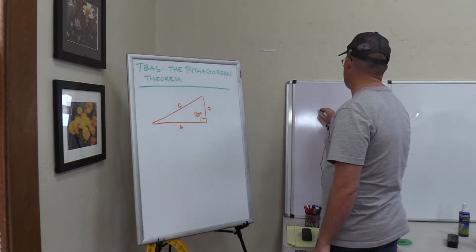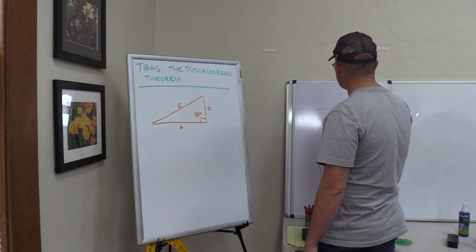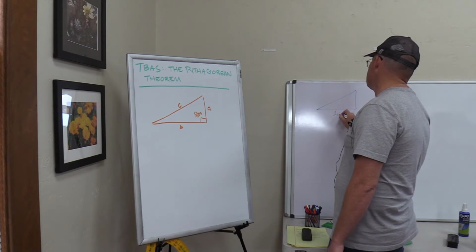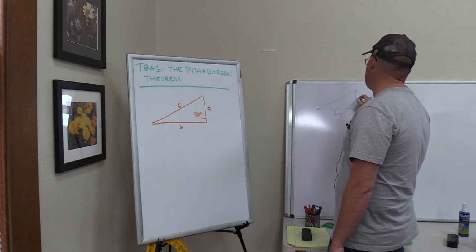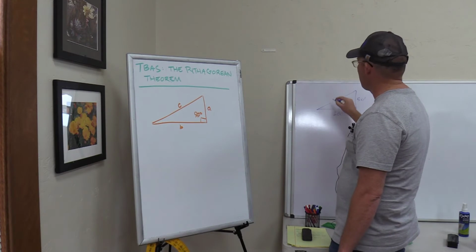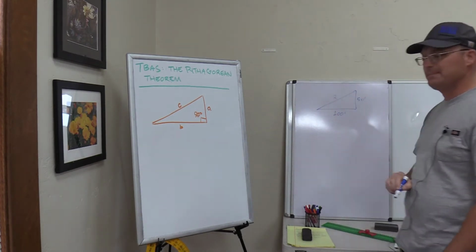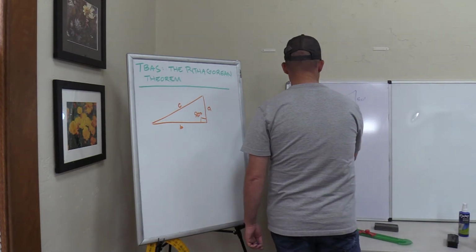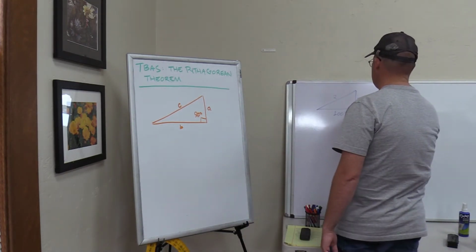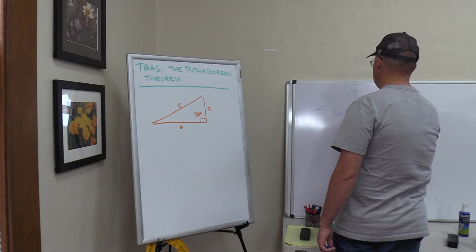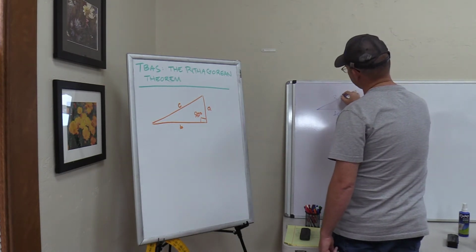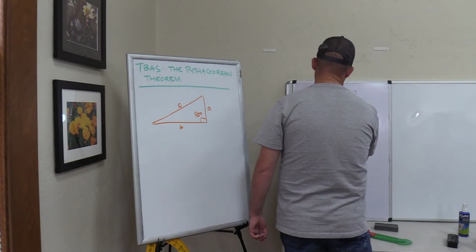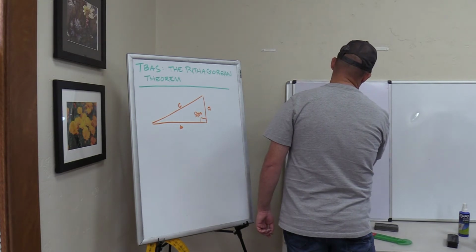We're going to look at an example where we are given the two short sides of the triangle and we want to find the long side. We're going to say this side is 100 feet long and this side is 50 feet long, and I want to know how long the hypotenuse is. So this is A, B, and C. We're trying to solve for C. Remember our formula is C squared equals A squared plus B squared.